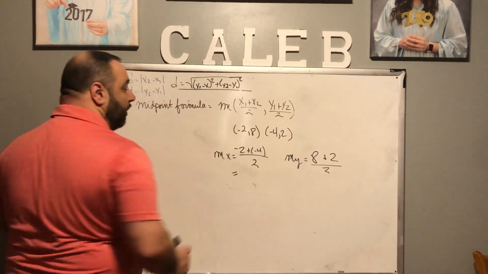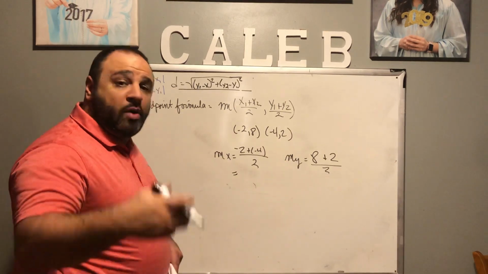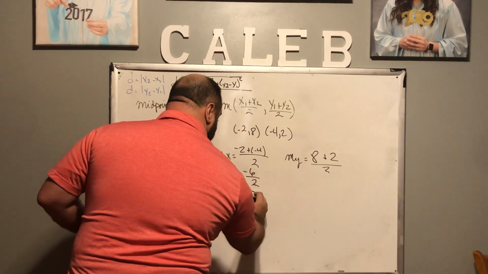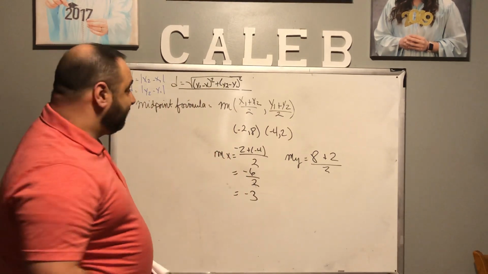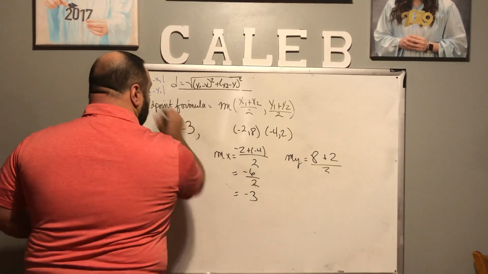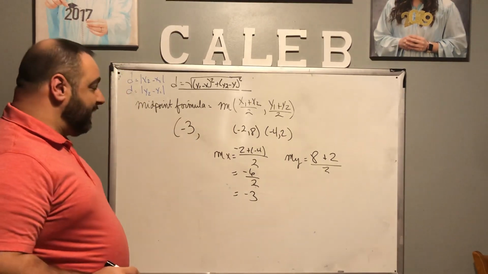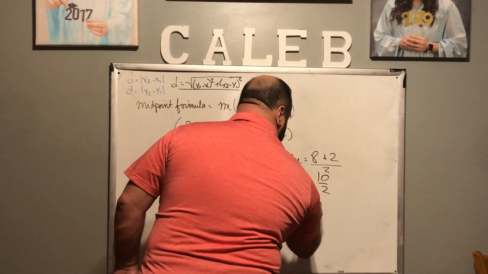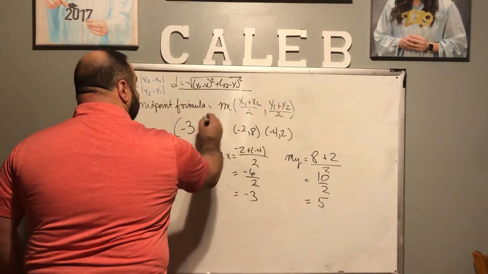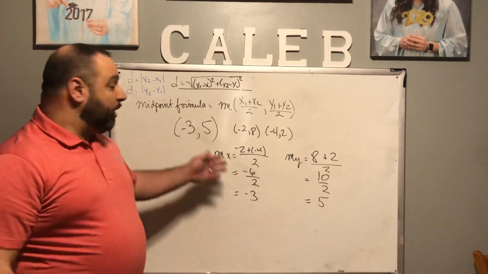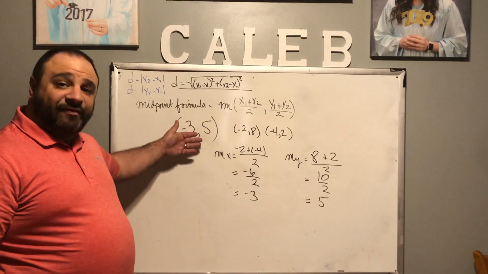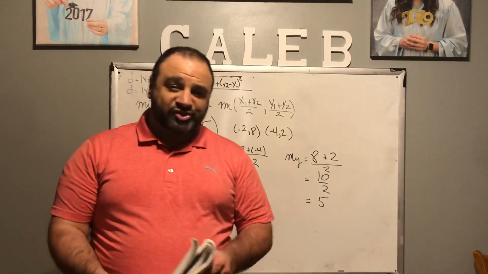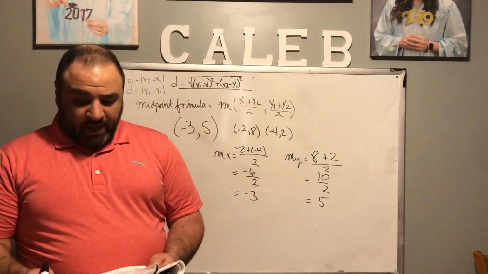Okay, negative 2 minus 4 gives me negative 6 over 2. Negative 6 over 2 reduced gives me negative 3. All right, so there's my first coordinate, negative 3. That's my x value. Now y would be 10 over 2, which would be 5. That gives me the y value. So the midpoint on the coordinate plane would be negative 3, 5. At precisely that coordinate, okay? And so we're going to end there.